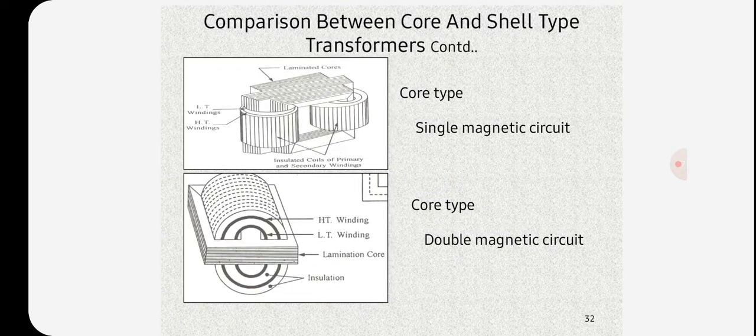So another comparison. Core type has a single magnetic circuit, and shell type has a double magnetic circuit. In core type it is the single magnetic circuit. In shell type it is the double magnetic circuit.